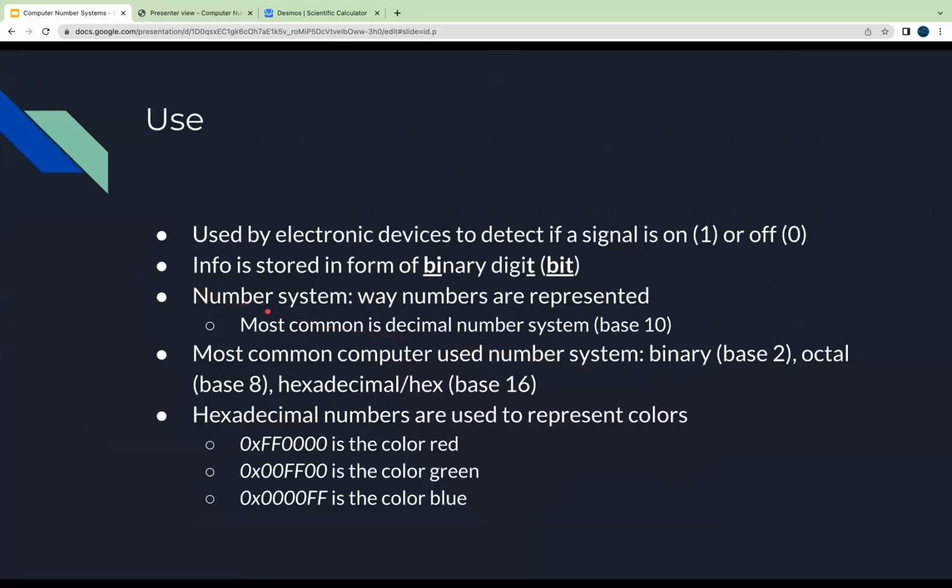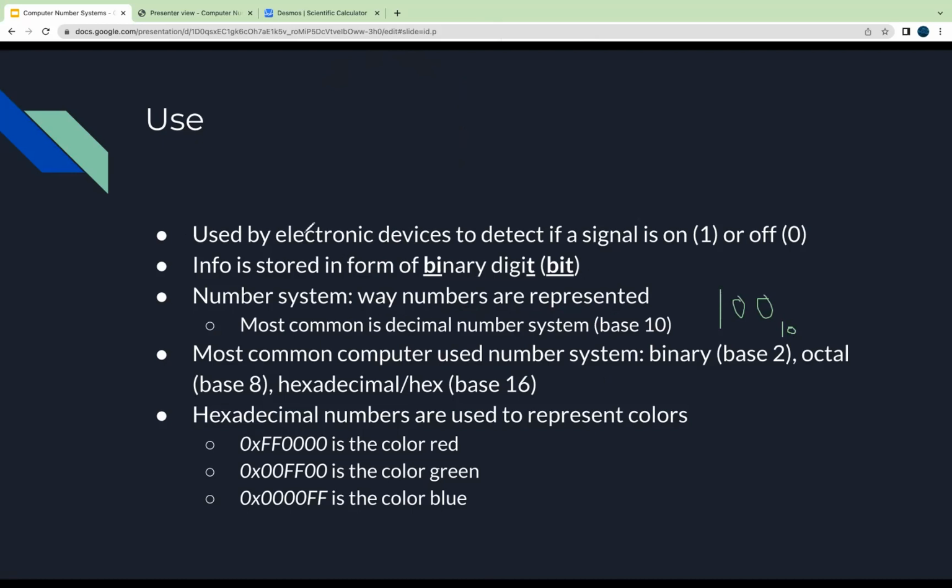So let's first define what number systems are. Number systems are the way that we represent numbers. And the most common one we use is the decimal number system, which is in base 10. You can indicate what a number system is by, let me show this. For example, if you had the number 100, we can indicate that it's in decimal form by writing a subscript 10.